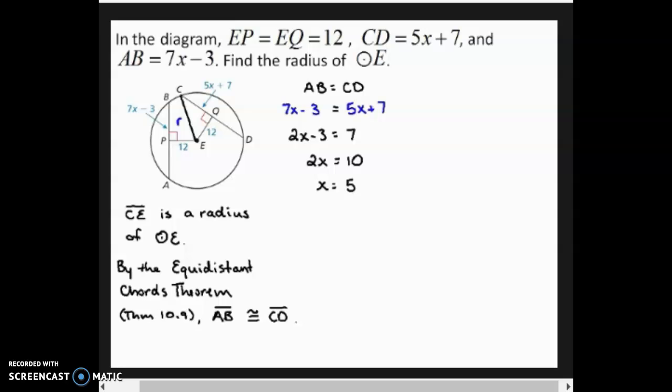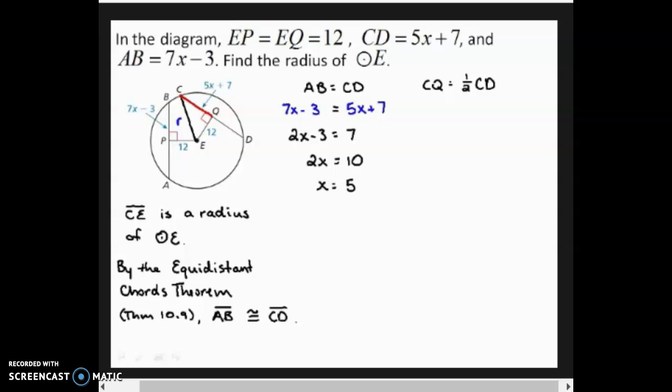Looking at your diagram, notice that you have a right triangle, triangle CEQ. So in order to find the radius of circle E, you need to find the length of line segment CQ in order to use the Pythagorean theorem. Because line segment EQ is perpendicular to line segment CQ, CQ equals 1/2 times CD.